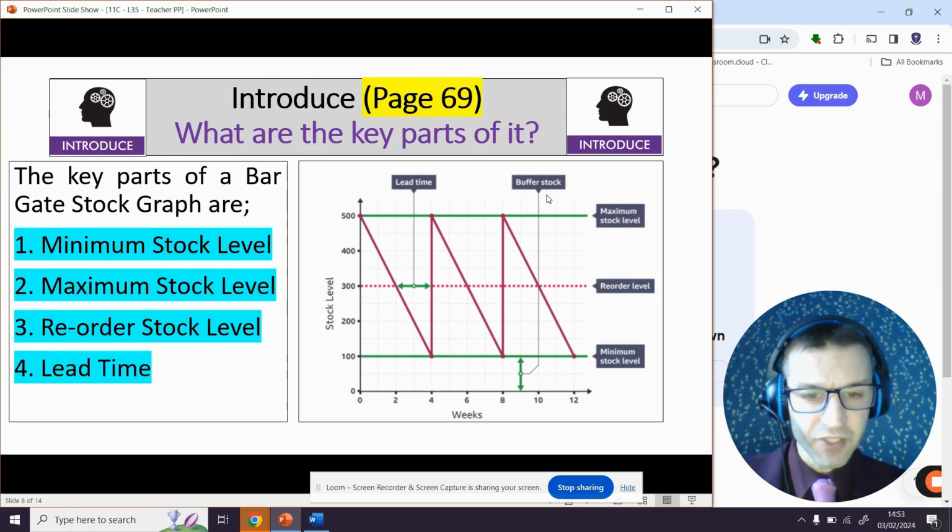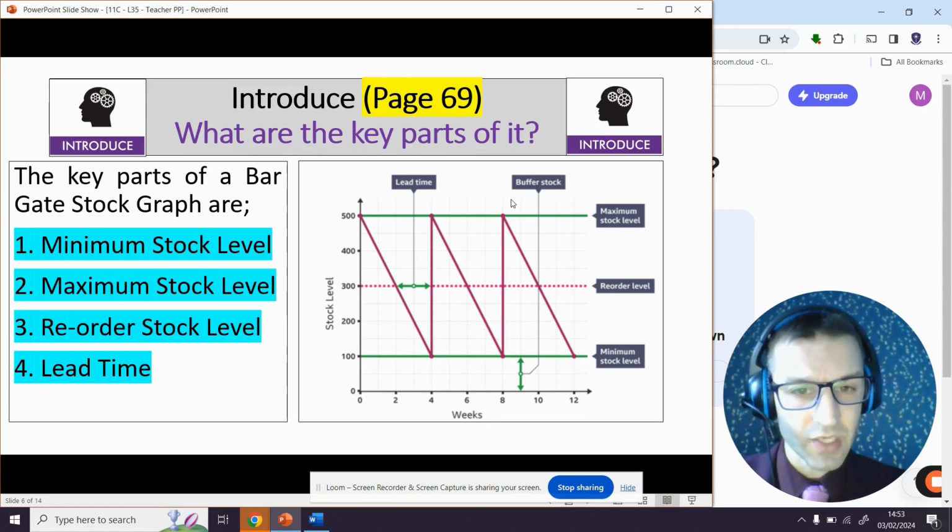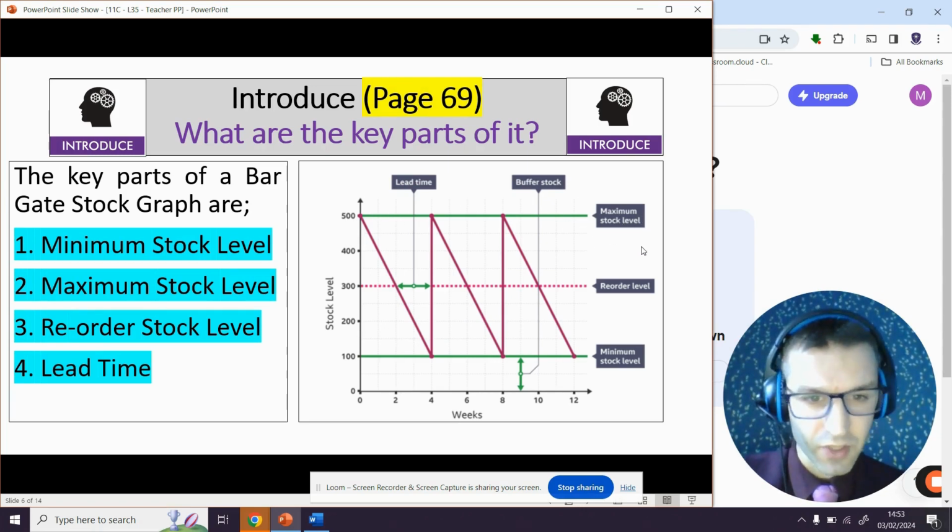Then we've got the buffer stock. This is almost like emergency stock. Typically, it's so they don't go out of stock at all. They can't run out of stock, basically. So this is an emergency stock here. The maximum stock level is, of course, the highest amount of stock that they will keep at a given time. In this scenario, it is 500 units they keep as their maximum stock level.